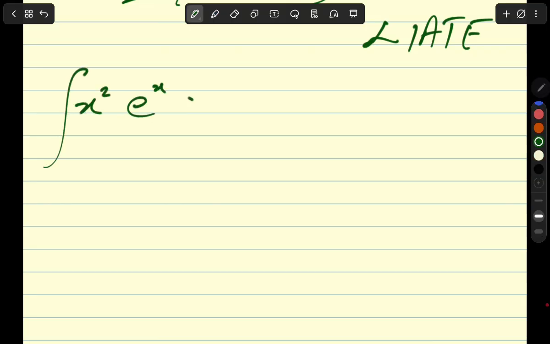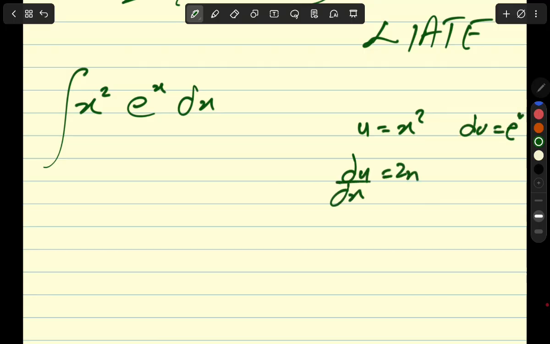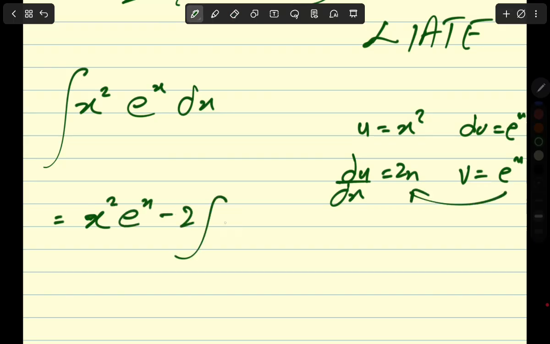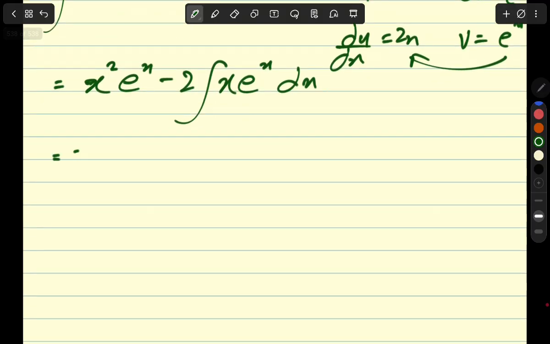So what if you have something like this? You will see that when you take u as x squared, you still get a 2x here. du by dx is going to become 2x, and dv is going to become exponential of x, and v is going to become exponential of x as well. So this is going to become x squared times exponential x, minus the integral of e^x times 2x. I will take 2 out, so this becomes x e^x, right? And dx.